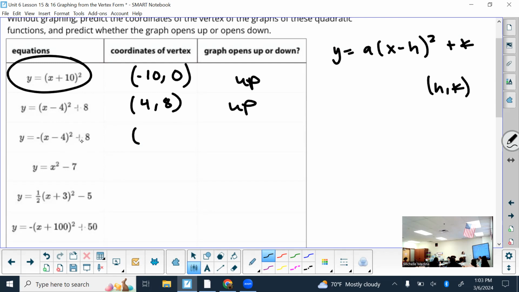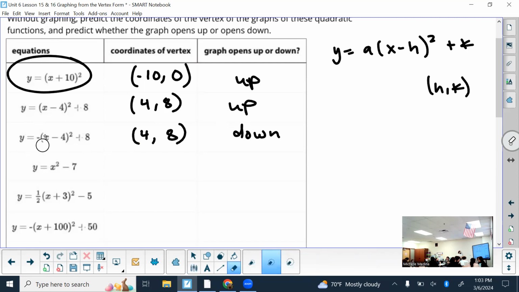H, K is my vertex. Here's my equation for reference. What's my vertex for this one? Pretty good. Table 4, does it open up or down? This one actually opens down. Because there's a negative right here, that means A is a -1, the graph will open down because A is negative. Okay? You won't see the negative in the parentheses, I'll tell you that, they usually pull it out and put it in the front. But yeah.